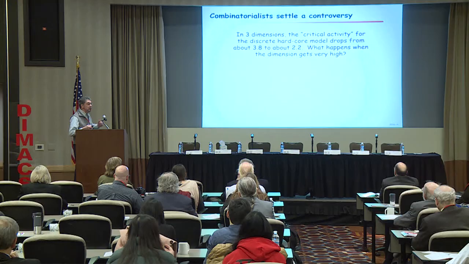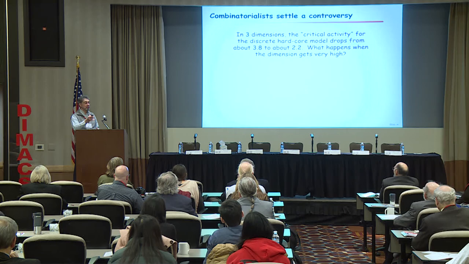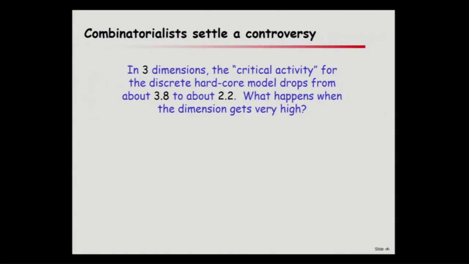Okay. But there was one which came up at the workshop I told you about before. And the problem is this. So you remember the checkerboard, and you remember that we had this critical value of about 3.8, where everything changes. Suppose we go to three dimensions, okay? Then there are more connections. There's even more reason why the red and the blue guys should cluster. And so the critical value of lambda drops to 2.2. And the question is, what happens as the dimension keeps going up? Does it drop to 1, or does it drop all the way to 0?